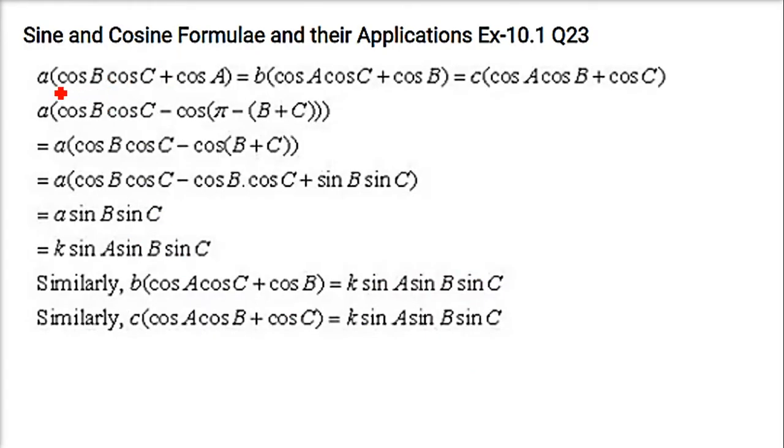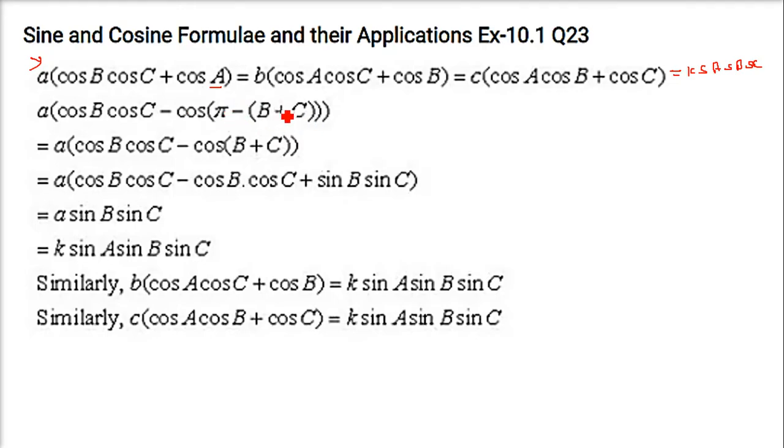We have A cos B, cos C plus cos A, and these are equal. So we have to prove that they all are equal to K sin A, sin B, sin C. So how do we do that? First, let's take this one so that you can get the idea. In place of A, we can write cos 180 minus B plus C, because A plus B plus C is pi. So A can be written as pi minus B plus C.